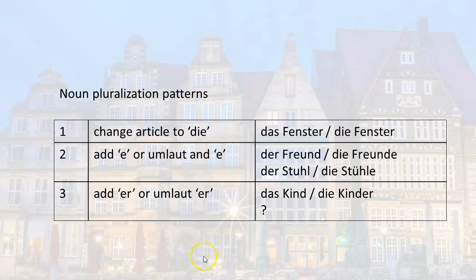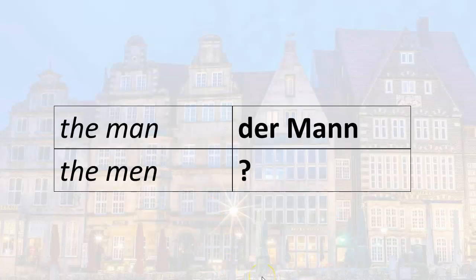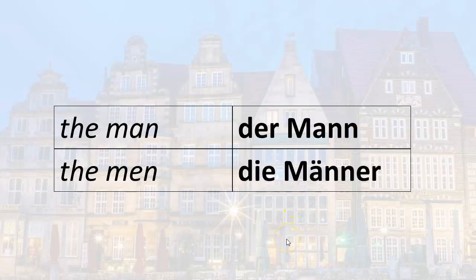In this lesson we're going to learn how to add the umlaut and the ER. So the man, der Mann, you have to change the der to die, so you know that part. On the vowel you add the umlaut and then the ER, so der Mann becomes die Männer. Mann, Männer. And you can see how that sounds like English. Man, men. So this pattern is still evident in English. Man, men. In German, Mann, Männer.